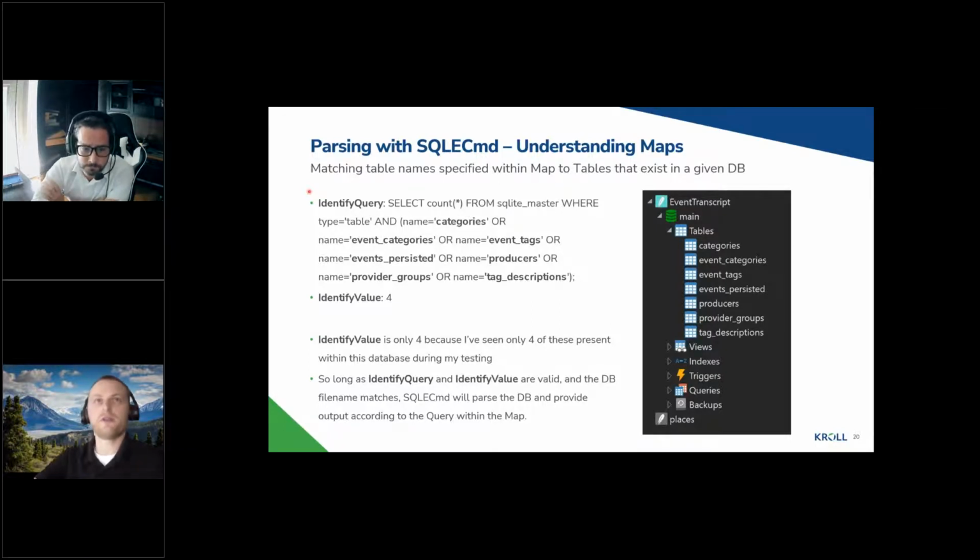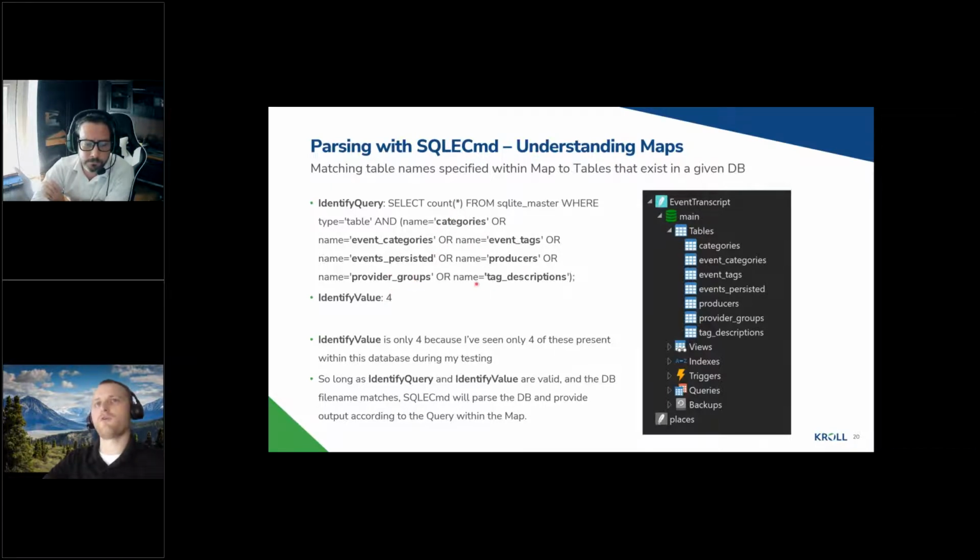So SQLECmd is basically enumerating what tables are in a database to make a match with the map, so it can run the map, aka the query, against that database and provide the output. So this is saying I'm looking for a DB that has categories, event tags, events persisted, producers, and so on. We see that right here. This is EventTranscript.db opened up in Navicat. So it's saying these have to exist, but then the value is 4. I want 4 of those to exist.